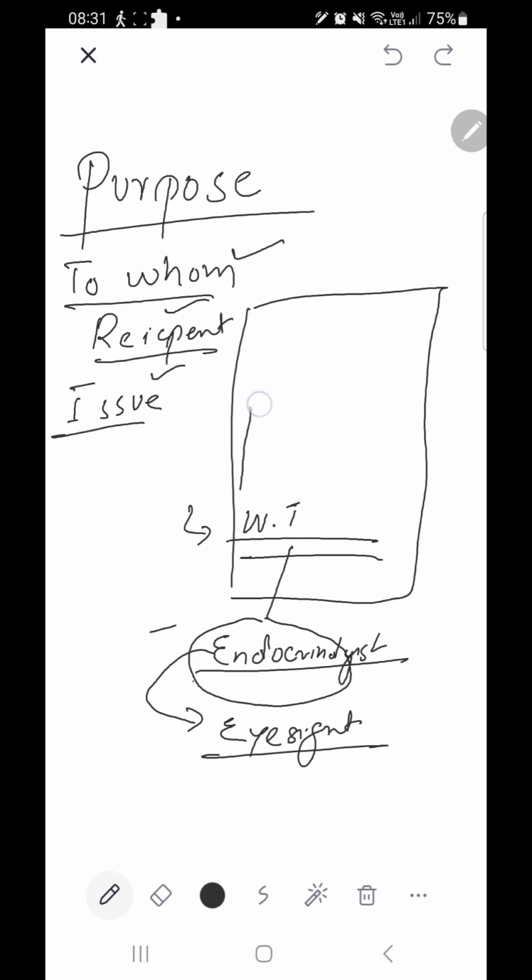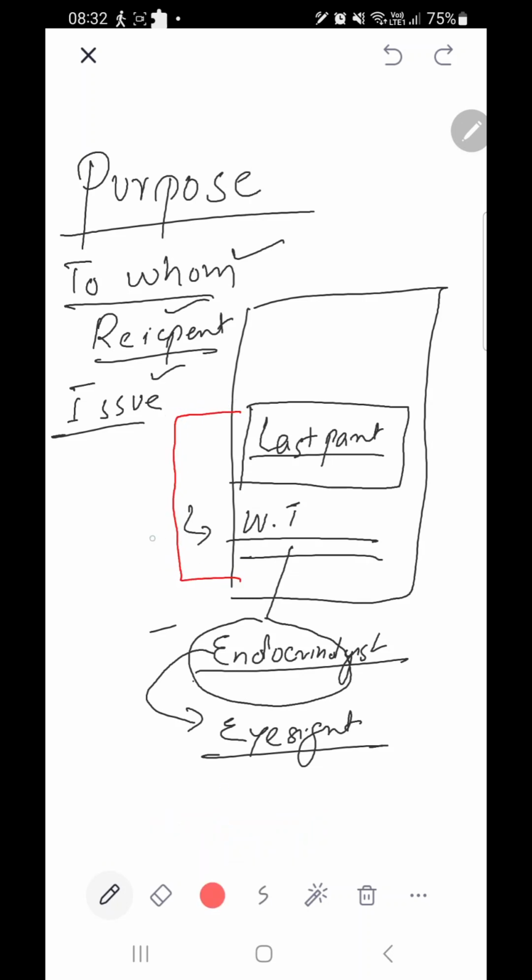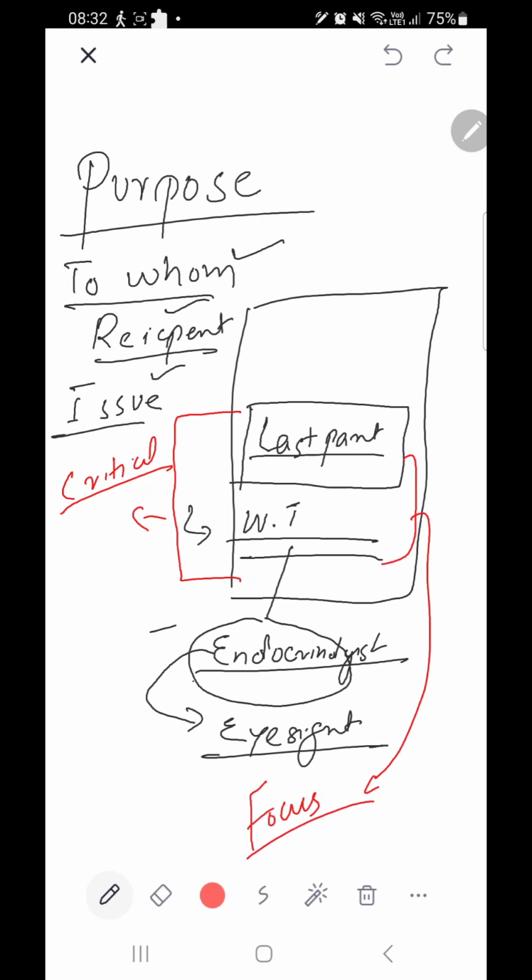So we can find the issue in this part of the letter, the last part. Not necessarily the last digit, but the last part where you can find the gravity of information. So, irrespective of the type of letter, either it's a referral or discharge, this part of the writing task is very crucial and critical to review. In simple words, this is your focus of writing. This will give you the focus of writing.